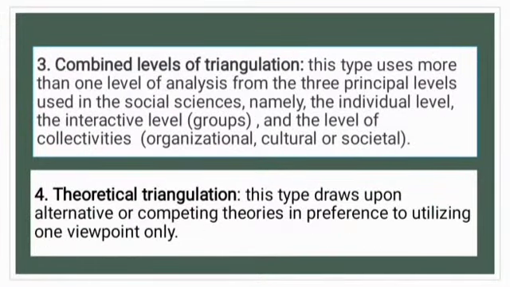Next, combined levels of triangulation. This type uses more than one level of analysis from the three principal levels used in the social sciences, namely the individual level, the interactive level or group, and the level of collectivities, organizational, cultural, and societal. Next, theoretical triangulation. This type draws upon alternative or competing theories in preference to utilizing one viewpoint only.